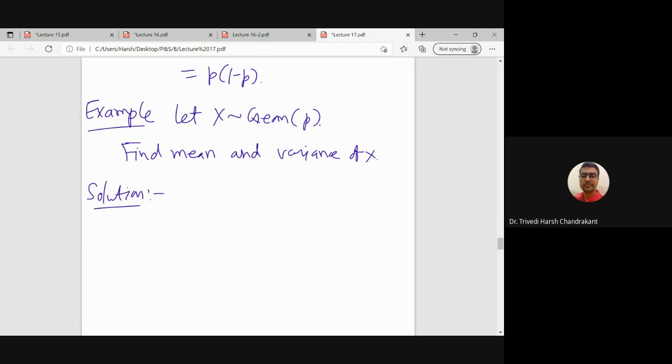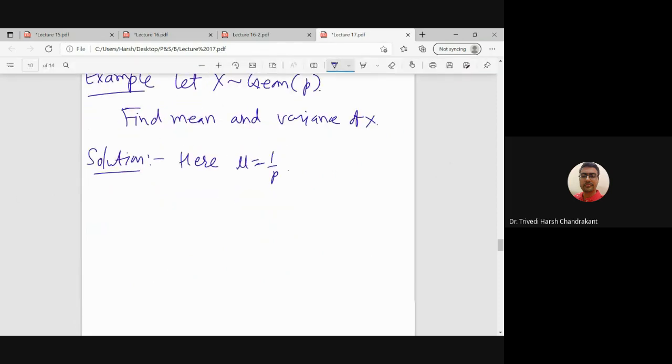Okay, so what is the mean of a geometric random variable? That is 1 by p, which we already found in the last class. So mu we already know; we need to just find the variance. Here mu is 1 by p, that we already know from the last class. We need to find the variance.